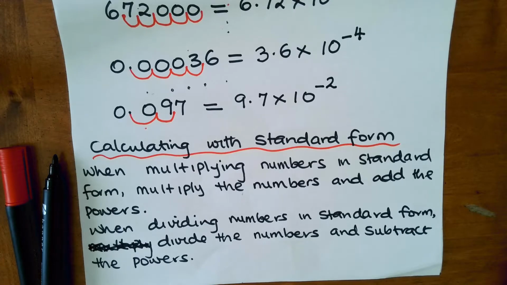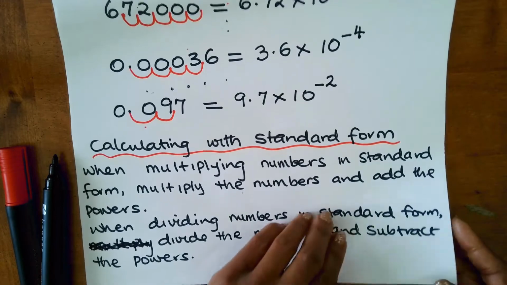Okay, we're going to be looking at calculating with standard form. When multiplying numbers in standard form, we multiply the numbers and then we add the powers. Remember, I said before that standard form makes use of the law of indices, so we're going to be looking at that in our examples. And when dividing numbers in standard form, we divide the numbers and then we subtract the powers.